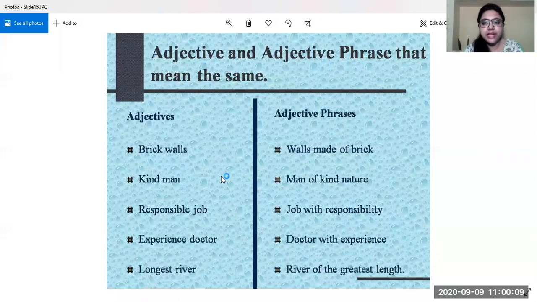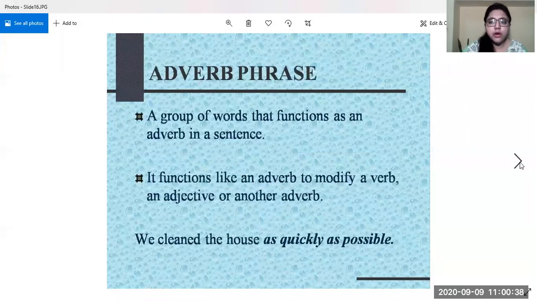So like this we write "made of" for such kinds of adjective. Then a kind man we can write as a man of kind nature. Responsible job: job with responsibility. Experienced doctor: doctor with experience. Longest river: river of the greatest length. So likewise, we change an adjective into an adjective phrase. Okay. So that was all about adjective phrase.